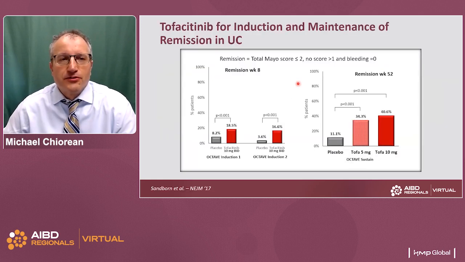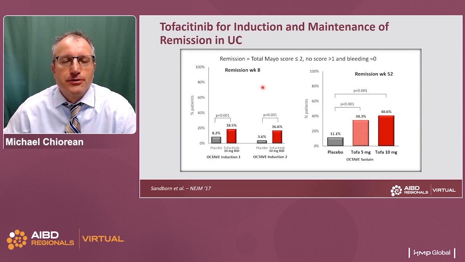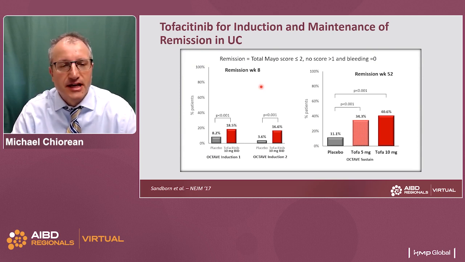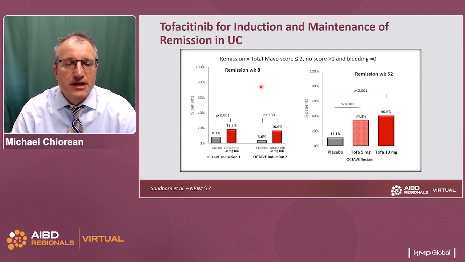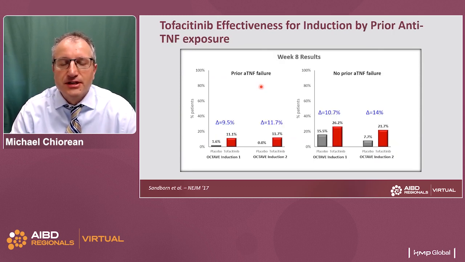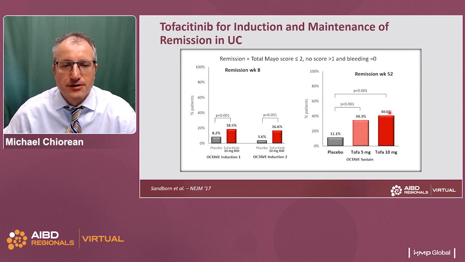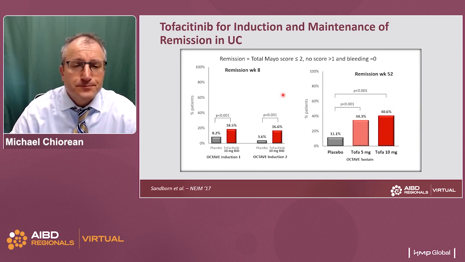And of course, Tofa has shown good efficacy for induction and maintenance therapy in patients with moderate to severely active UC. On the left side, you have the induction data from the phase 3 program showing significant superiority over placebo. And on the right side, the maintenance data with 2 different doses of Tofa, 5 milligrams and 10 milligrams, both showing significant superiority over placebo.